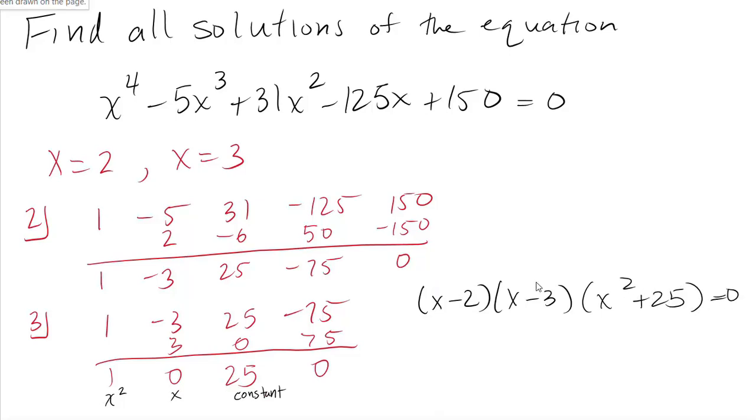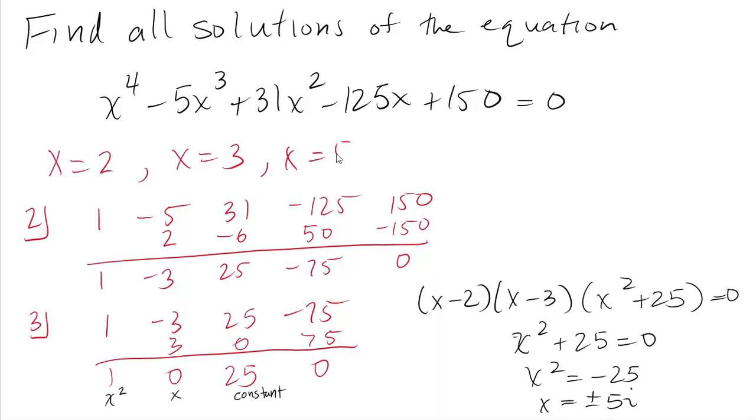And now it becomes clear why we were only able to come up with those first two solutions. The last two solutions come from solving the equation x squared plus 25 equals 0, which is going to yield imaginary answers. If x squared plus 25 equals 0, then x squared equals negative 25. And so x equals plus or minus 5i, and those are the other two solutions. x equals 5i, x equals minus 5i. As an aside, notice that those two solutions came in a conjugate pair, just like they have to because all of our coefficients are real numbers.